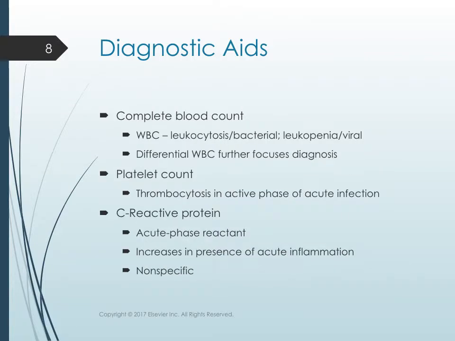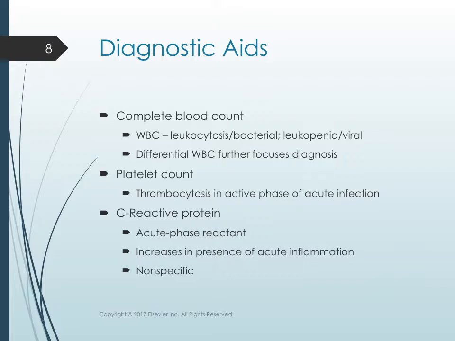The CBC is frequently a first-line diagnostic aid when we're evaluating a patient for infection. And with the white blood cell count, a high white count is often associated with a bacterial infection, whereas viruses can sometimes suppress the bone marrow, and we can see leukopenia associated with a virus. The differential of the white blood cell count further focuses the diagnosis. In terms of the platelet count, we sometimes see thrombocytosis in acute infection.